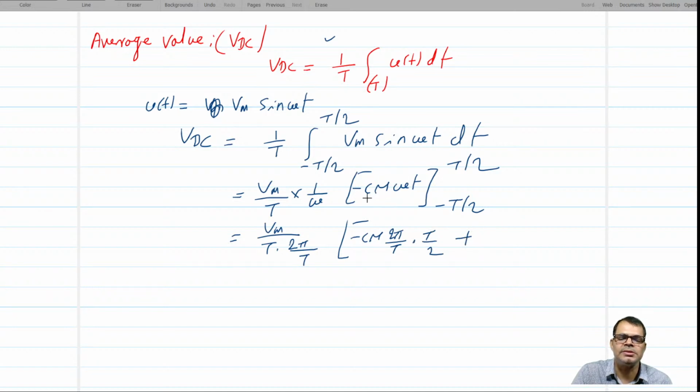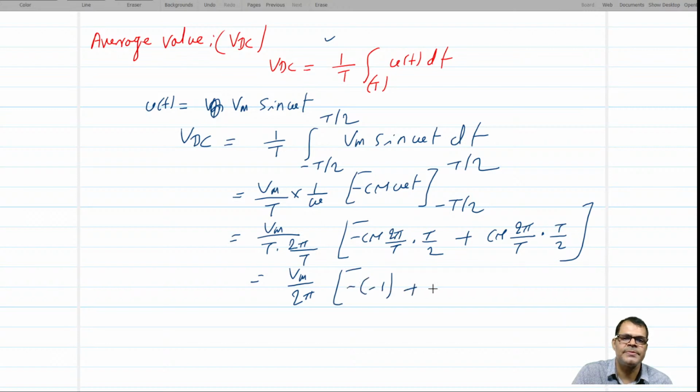then plus cos 2 pi T by 2, because cos of minus theta is cos theta. So whatever the value here, Vm upon 2 pi, what is this value? T cancels, cos of pi is minus 1, so minus of minus 1 plus here minus 1, so you see that it is 0. From the wave itself, intuitively you can check.